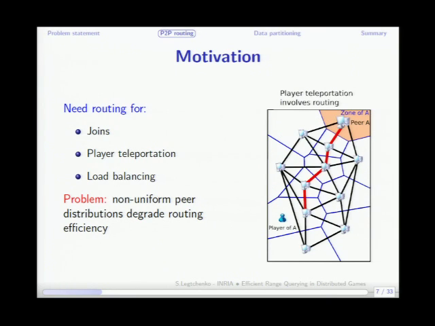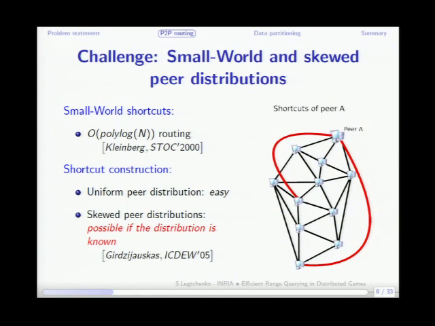The problem is that non-uniform peer distributions degrade routing performance in range query overlays. Now, why is this happening? Kleinberg showed that it is possible to add shortcuts to the graph of the overlay to enable polylogarithmic routing. So if the shortcuts of each player are chosen with a particular distribution, then the whole graph will exhibit the so-called small world property that enables the polylogarithmic routing.